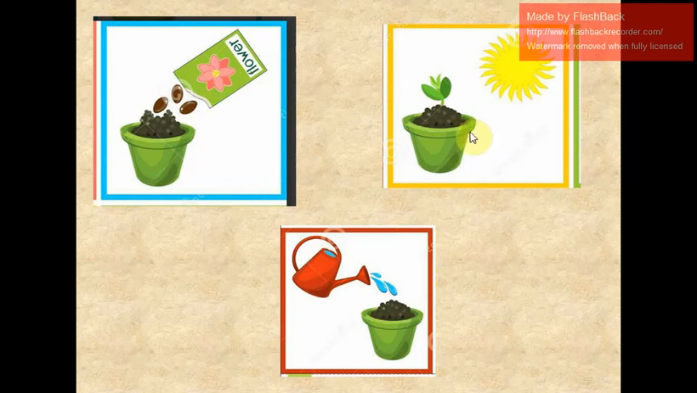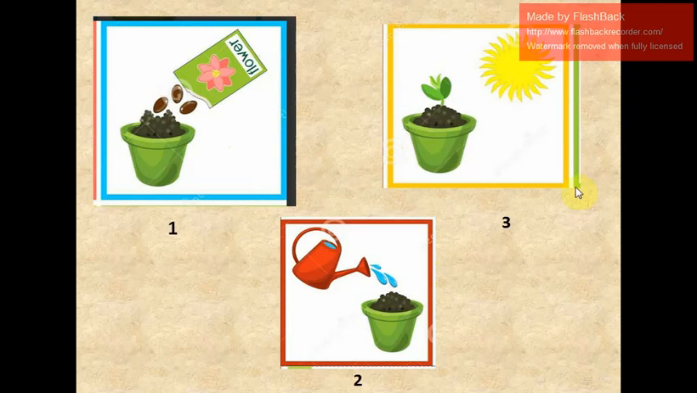So I'll give you some time to think. Yes, I know now you get all the answers right. This is the correct order. First, putting seeds. This is the first thing that happens when you plant a flower. And then number 2, or next, this is what you do, watering plants. And number 3, this is what you do. You put it in a sunny place or something.